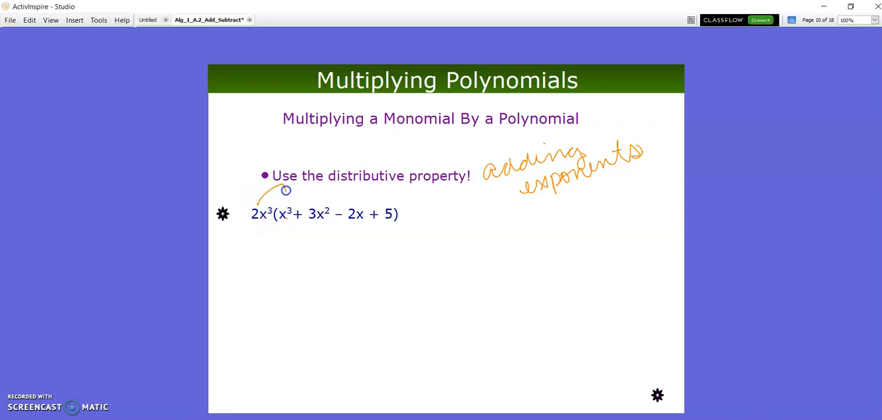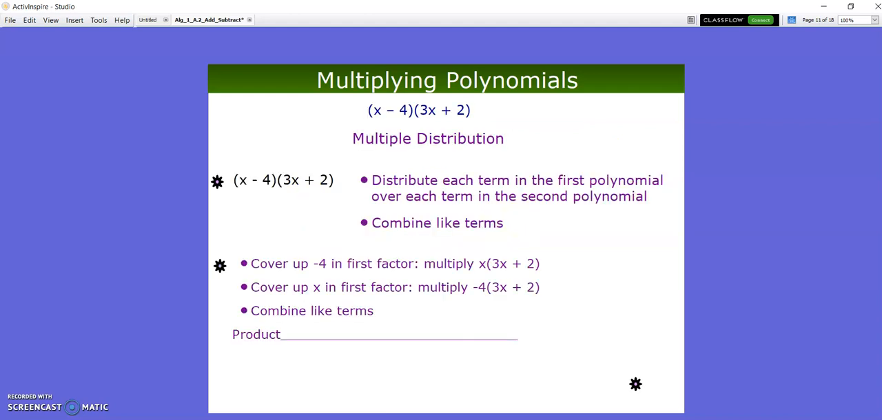So if I say 2x to the third times x to the third, that's 2x to the 6th. We add those exponents. 2x to the third times 3x squared is 6x to the 5th power. 2x to the third times negative 2x is going to be negative 4x to the 4th power. Lastly, 2x to the third times 5 is going to be 10x to the 3rd power. You'll see you have decreasing exponents here, so our order looks good.